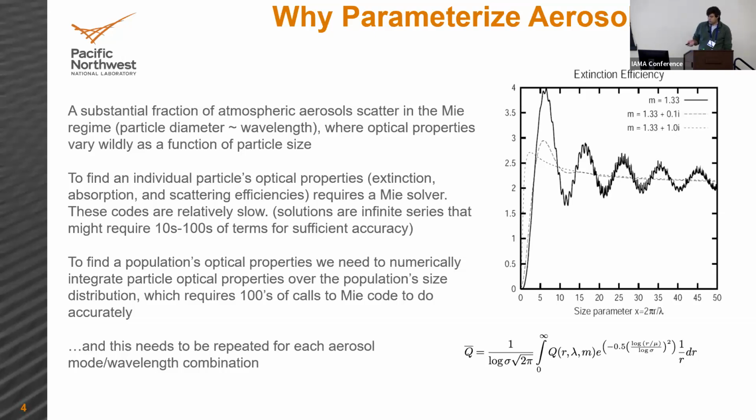To find an individual particle's optical properties, assuming that it's a sphere, you would use a Mie code. And Mie code is relatively slow. Finding solutions to this problem involves truncating an infinite series, and you potentially need to compute tens or hundreds of terms to get an accurate solution.